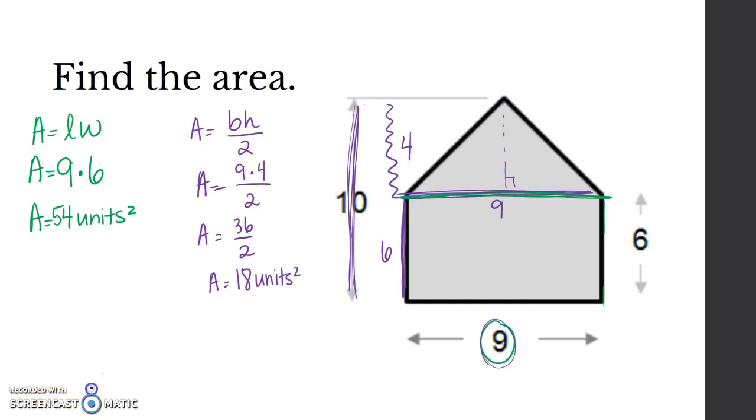Now again, in order to find the total area, we actually have to add both of these values up. So we're taking our 54 units from our rectangle and adding it to the triangle's area, which was 18 units. And we should get 72 units squared.